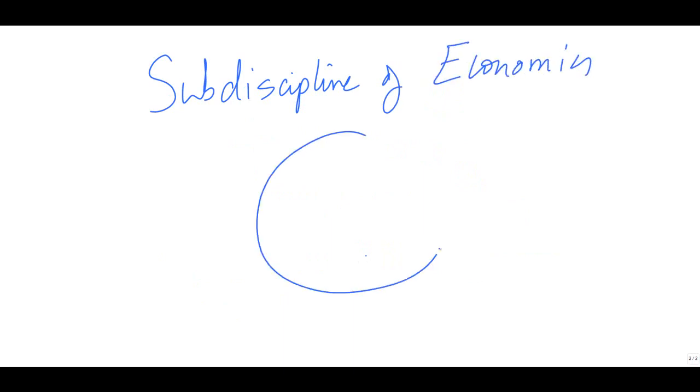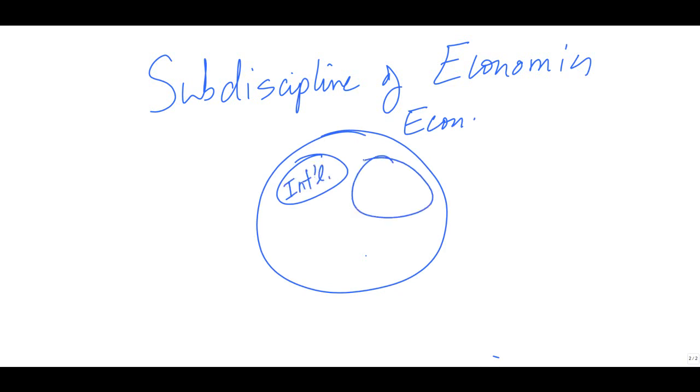So we can look at economics as this circle here, and then within economics we have different areas or fields or subdisciplines. Here we might have, for example, international economics. We might have public finance, and so on. And one of these subdisciplines or fields is called public choice.